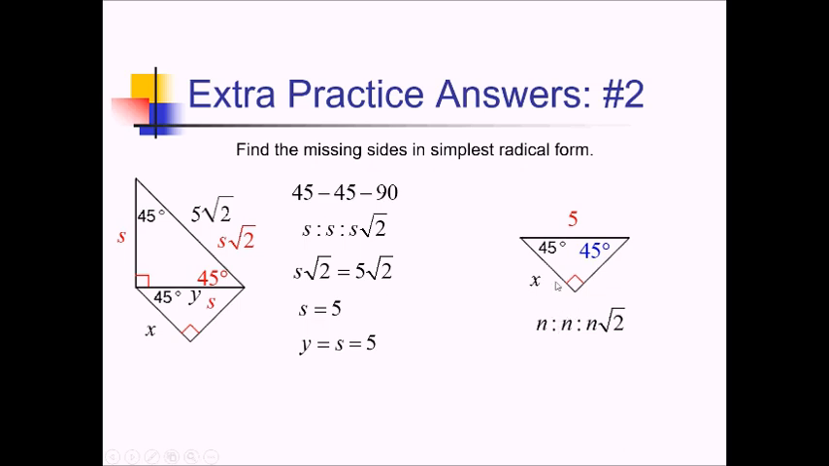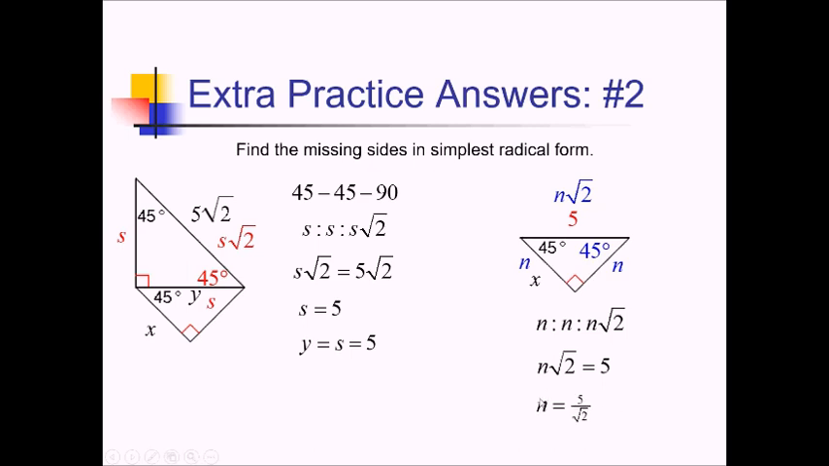The n's are going to be across from the 45s. So we have n over here and over here as well. And that means that my hypotenuse side here is going to be n radical 2. So the only side they gave me was this 5. We know that that is equivalent then to n radical 2. So n radical 2 equals that 5. And then if I divide by radical 2, I've got 5 over root 2 for n.